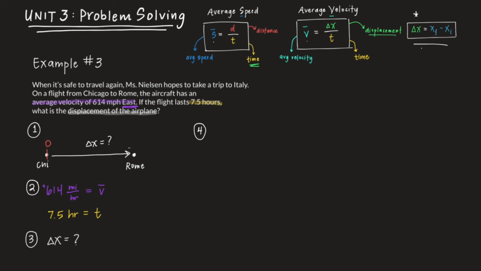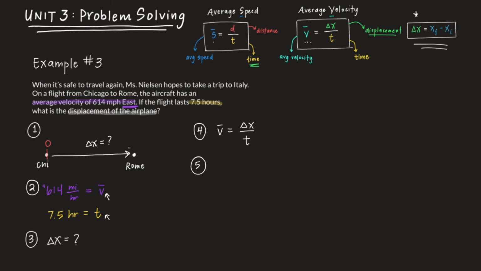So now, number 4, an equation. If I'm trying to find displacement, I might think to use my displacement equation. However, I got to look at what I'm given in the problem. I'm given the average velocity and the time. So I'm actually going to use my average velocity equation. So that's going to be the one I choose. So average velocity is equal to the displacement divided by the time.